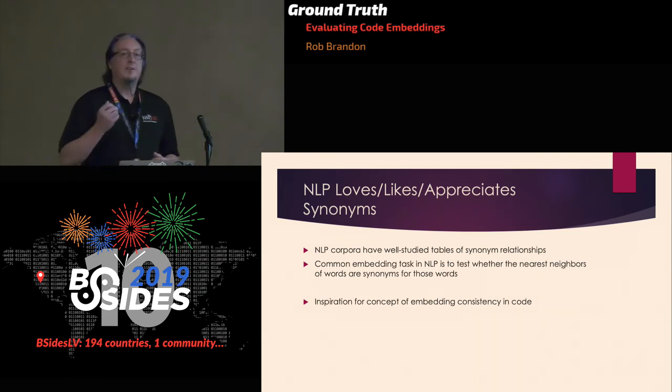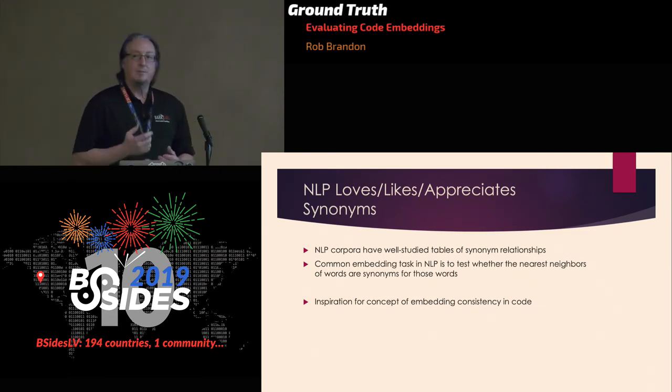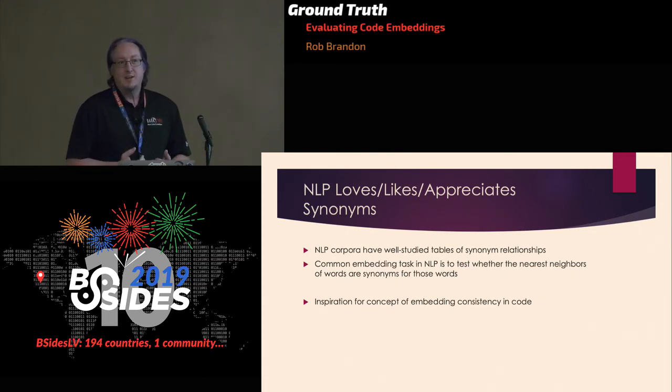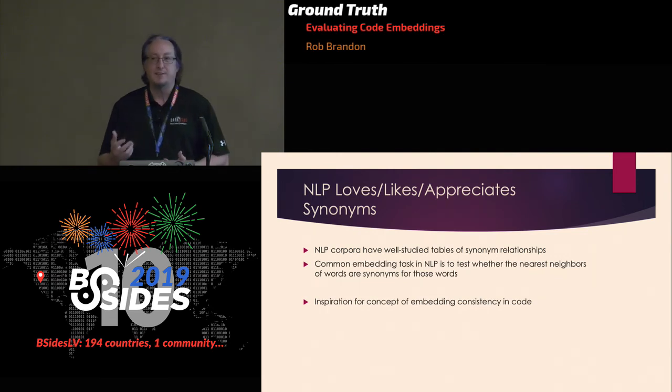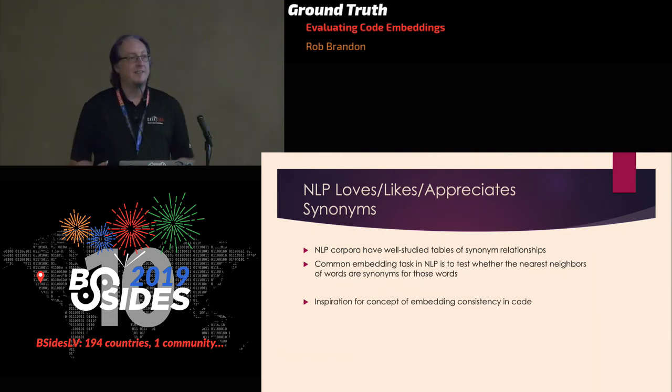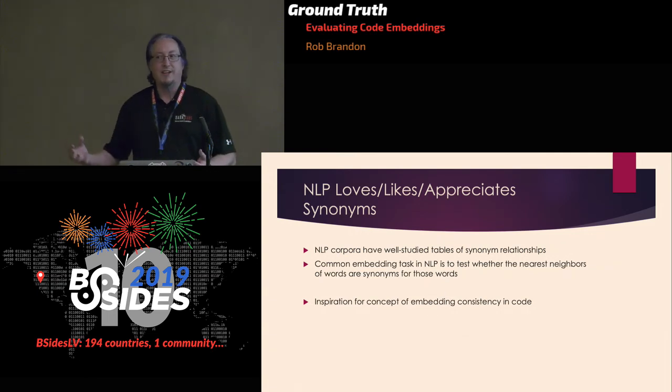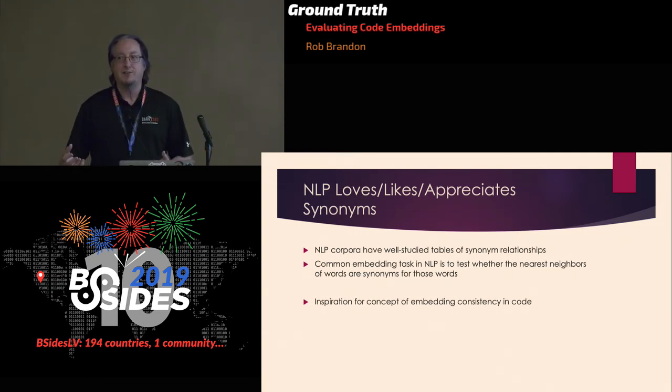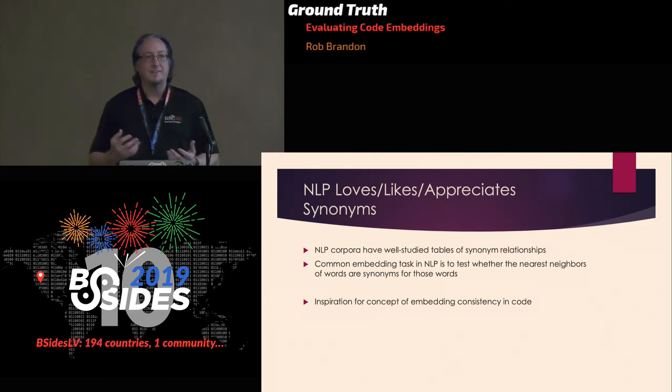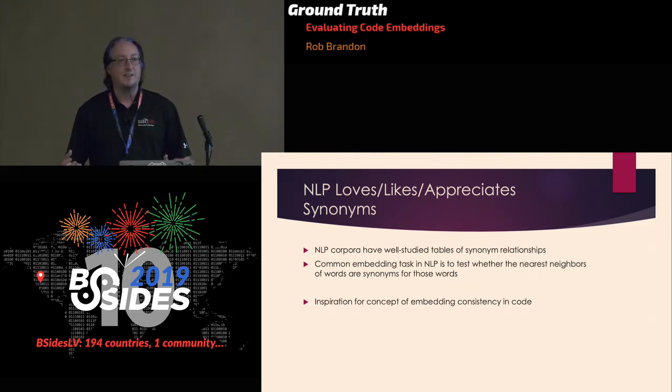One of the main methods I've come up with over the past couple of years for determining whether two embedding methods work as well is heavily inspired by natural language processing. One of the main ways of testing natural language embeddings is to take your embedding and see how well it works for determining which words are synonyms. If you look at English and other languages, there are plenty of lists out there that say loves, likes, appreciates are all similar words. They're all synonyms for each other, so they should show up in similar parts of the vector space. With binary code, we really don't have that common ground truth of knowing that when we see these two functions, we should say that they're similar.